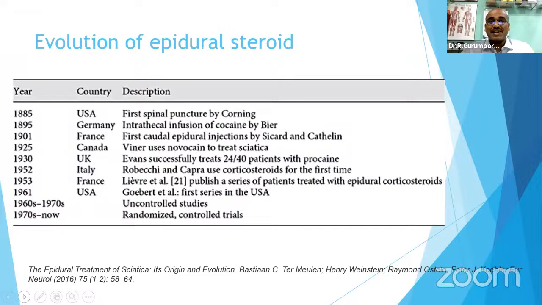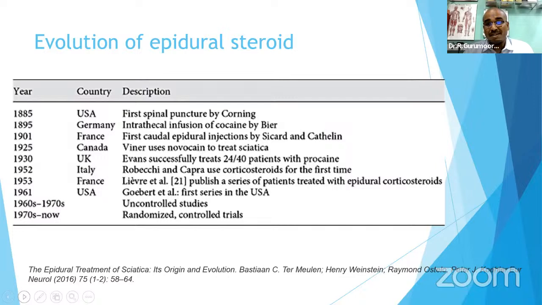When I read about epidural steroid, I found this. The first spinal puncture was done in 1985. The first injection for pain was done in 1901, right? It was done by two people on different occasions, one by Sicard and Cathelin. Sicard had good results in that block and Cathelin didn't have any good results. The answer is that Sicard did transforaminal and Cathelin did caudal.